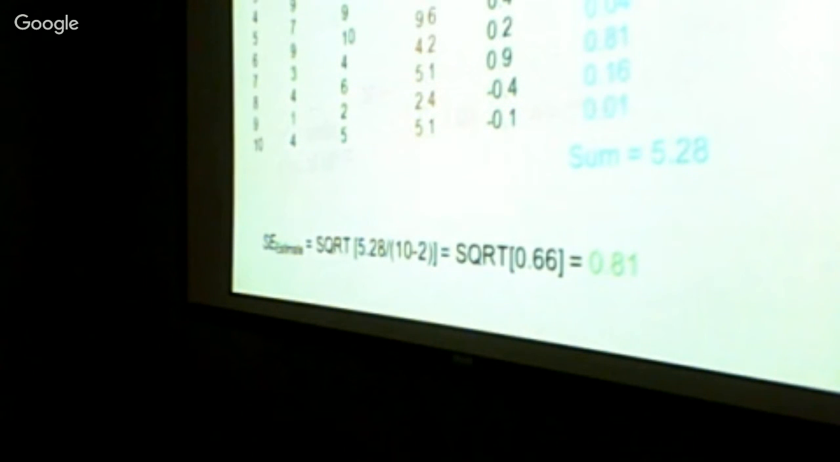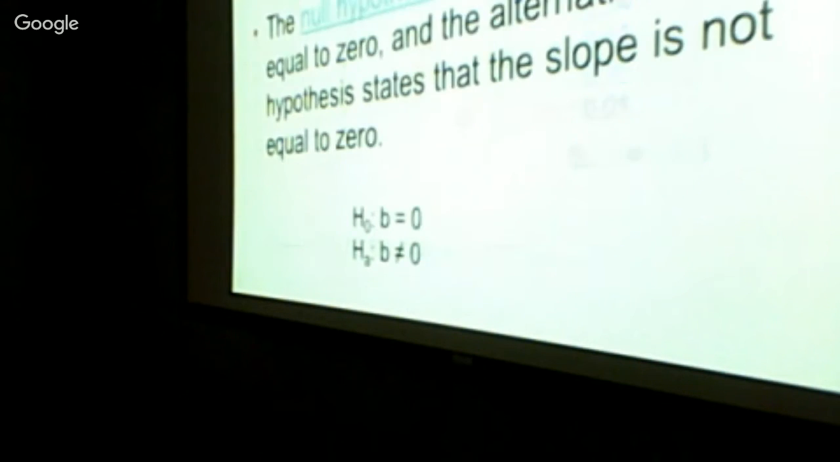So here we have all our data from last time. I compute the standard error of the estimate by plugging all this in and dividing by n minus 2 under this root sign, and I got 0.81. You can do that on your own. I trust you can do the math.